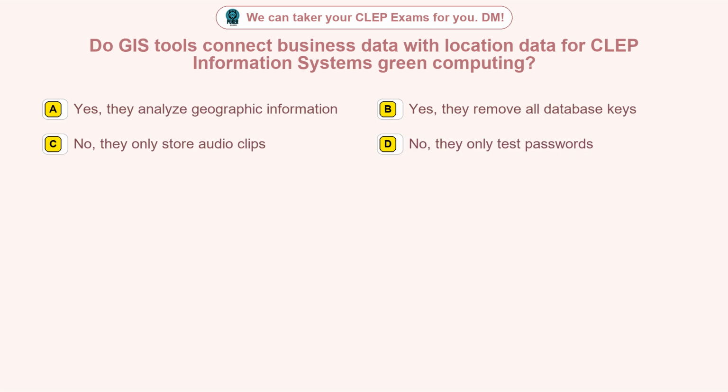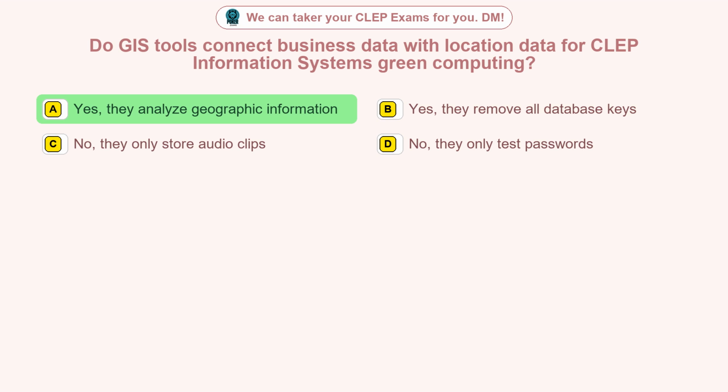Question 10. Do GIS tools connect business data with location data for CLEP Information Systems green computing? Option A. Yes, they analyze geographic information. Option B. Yes, they remove all database keys. Option C. No, they only store audio clips. Option D. No, they only test passwords. The correct answer is option A.